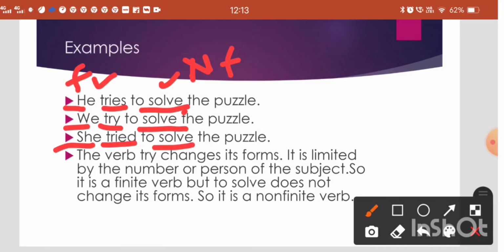So I hope the difference is clear. The verb try changes its forms. It is limited by the number or person of the subject. So it is a finite verb. But to solve does not change its forms. It is not limited by the number or person of the subject. So it is a non-finite verb.